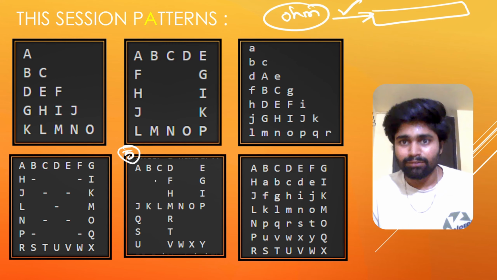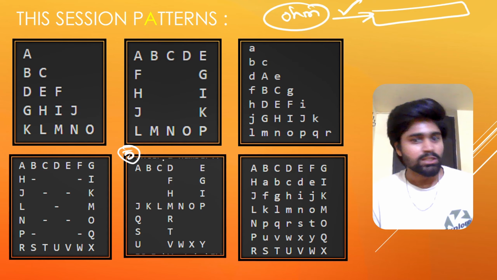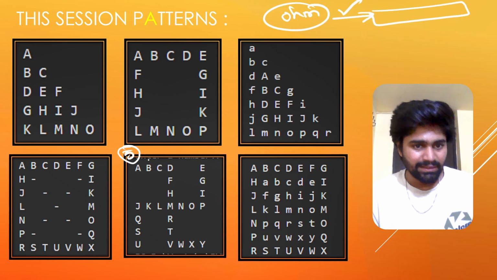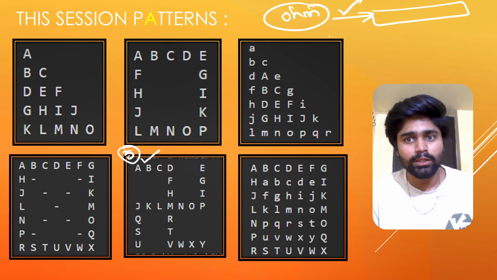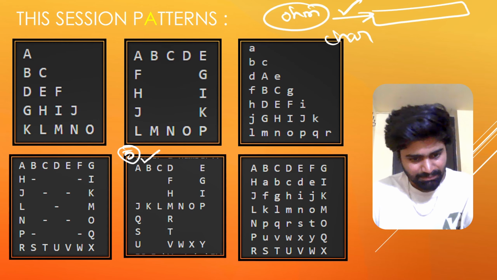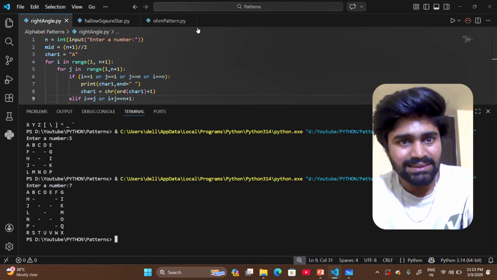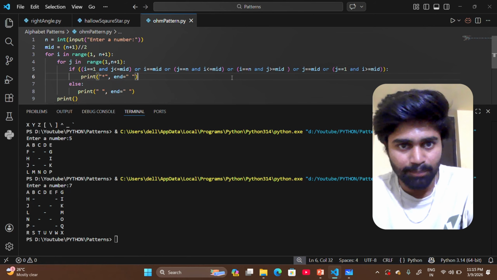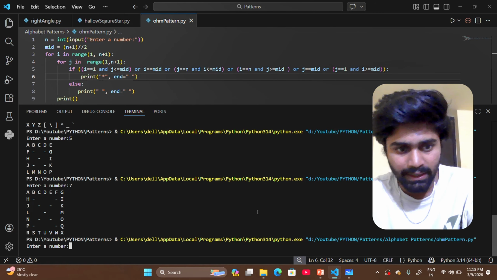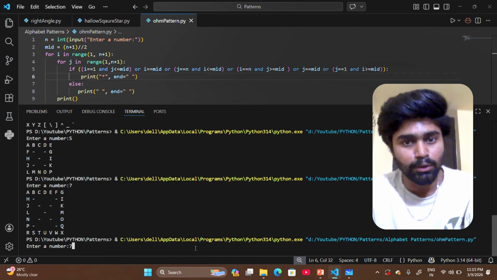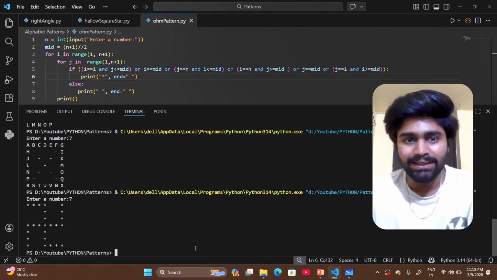So now, the worm pattern. We already had the logic to print the worm pattern. What I am going to do here is, instead of printing the stars, print the character now. So just simply changing the logic only. There is already a worm pattern inside our Python programs. I have already explained it in the previous session, so you can watch it. And here we are getting the worm pattern.